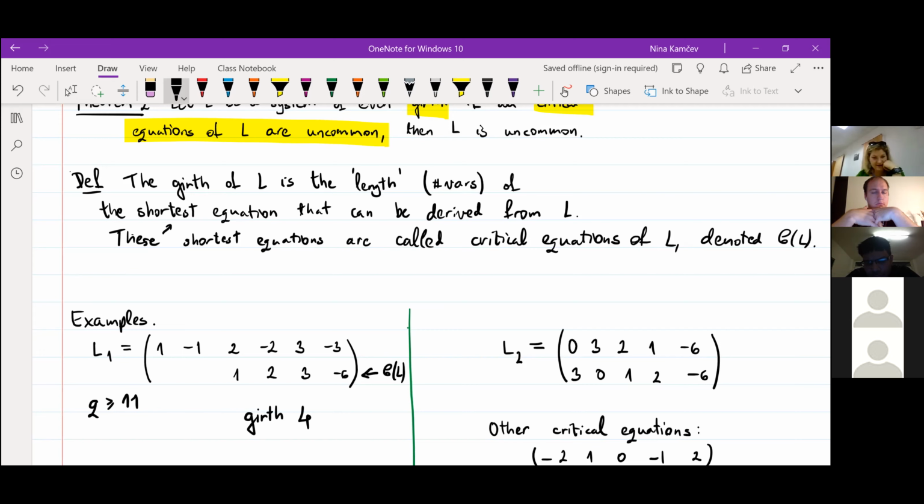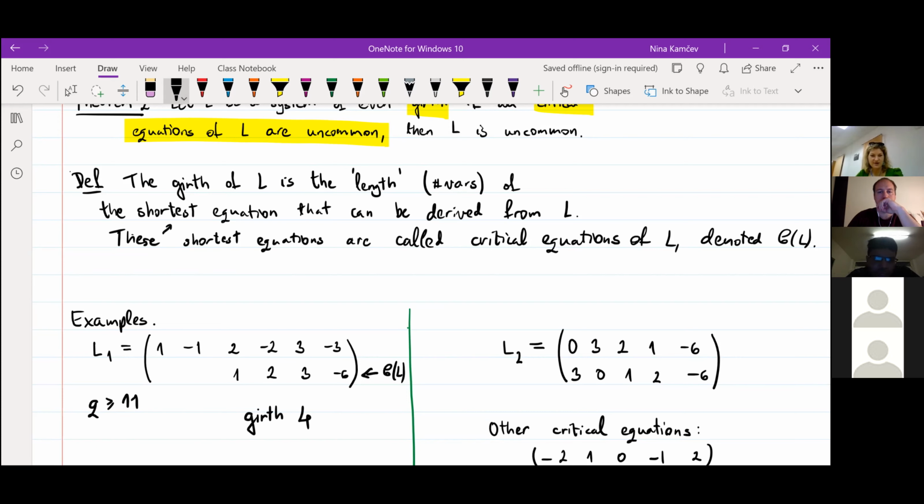Okay, so how can we see that? Well, if we try to eliminate any other variable, so let's say we try to eliminate x4, then we need to sum up these 2 equations, and we actually end up with 5 non-zero coefficients.